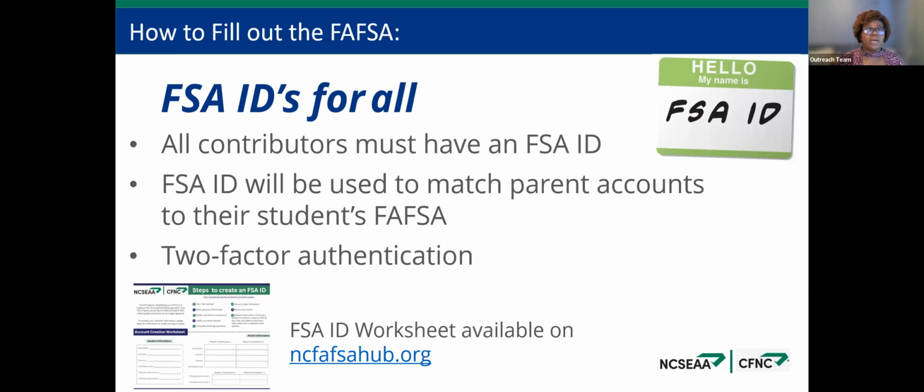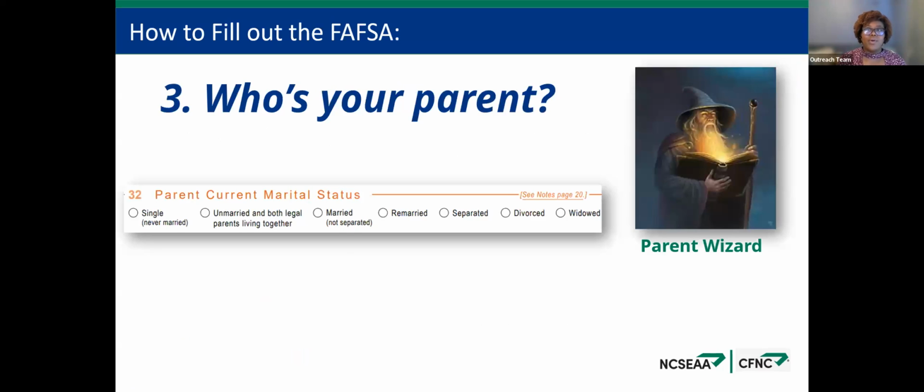All right, so we talked about everyone needs to have an FSA ID, but who are the people who need to have an FSA ID? The way that the FAFSA works is that a student will input their financial information, some demographic information, and also educational information on the FAFSA, but at least one parent has to do so as well. So parents' tax information is needed to fill out the FAFSA. Whose tax information is determined by something called a parent wizard that will help a student walk through the process and figure out whose information needs to go on the FAFSA.